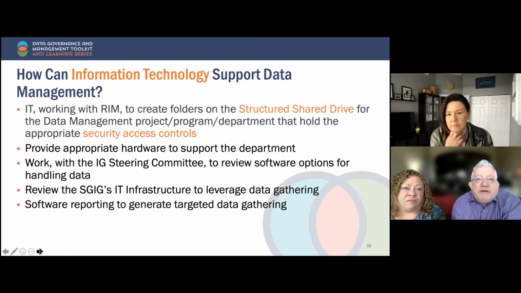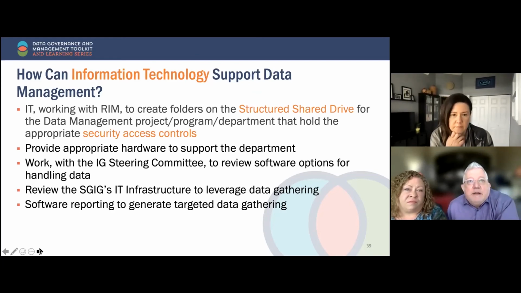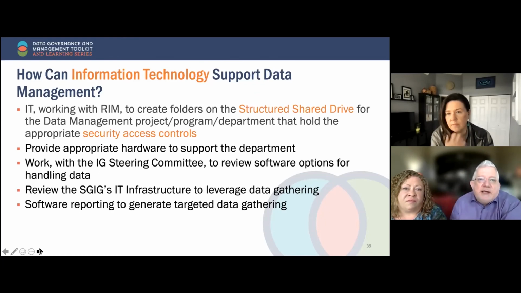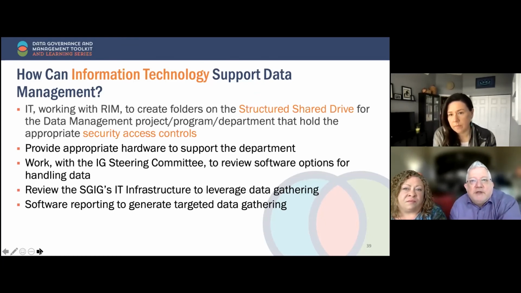So this slide goes on to talk about how IT can support data. IT is a key worker, a key player in this process. They can create folders on the structured share drive. They can provide appropriate hardware. They can also advise the IG steering committee regarding reviews of software options for handling the data, and they can review the infrastructure of the IT system to leverage data gathering.